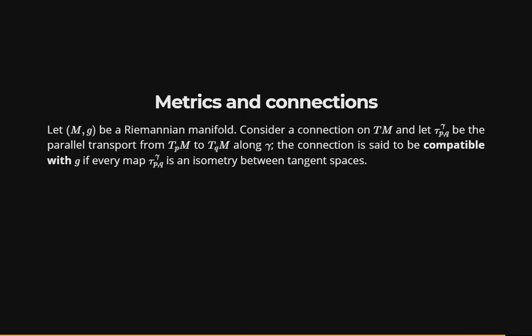The last thing, now what happens if you have a metric? If you have a metric, it's a Riemannian manifold, we have the parallel transport. The connection is said to be compatible with g if all the parallel transport maps are isometries between the tangent spaces. So the tangent spaces are spaces with scalar product. If the parallel transport is an isometry between every pair along every curve, then the connection is said to be compatible with the metric.